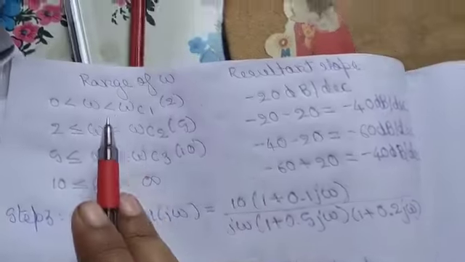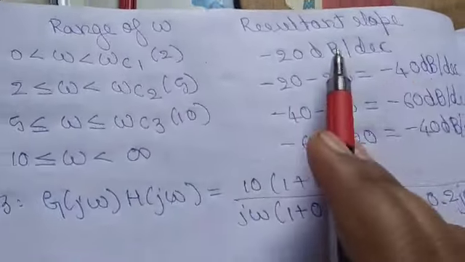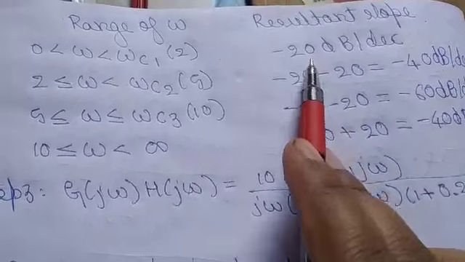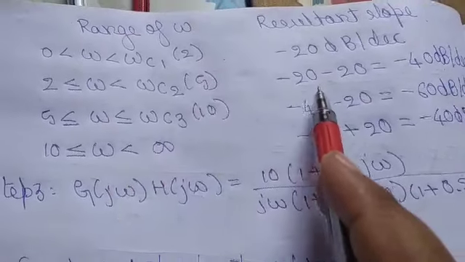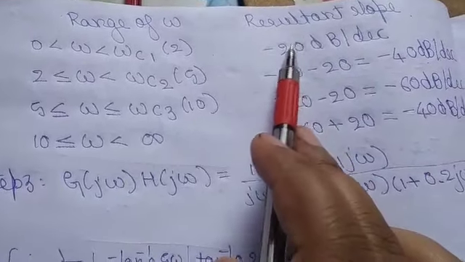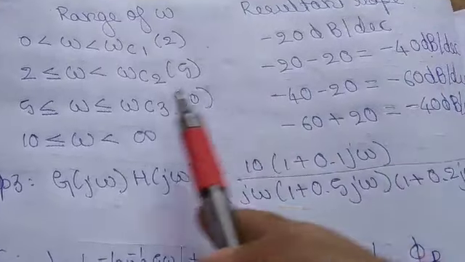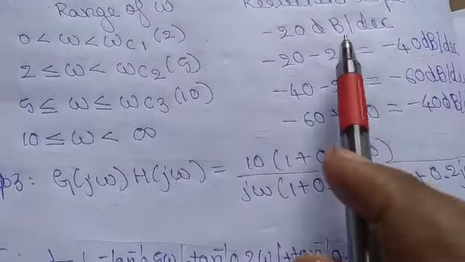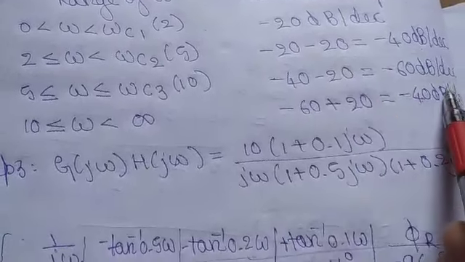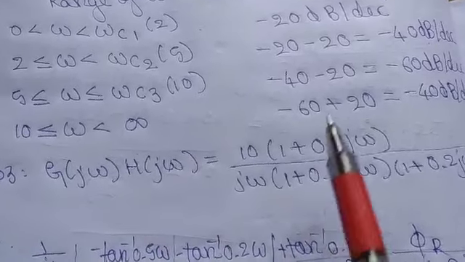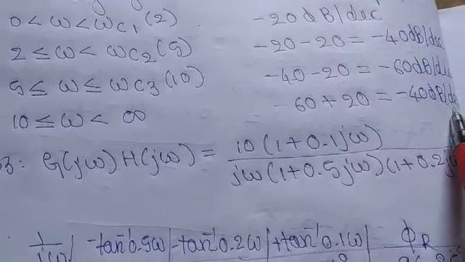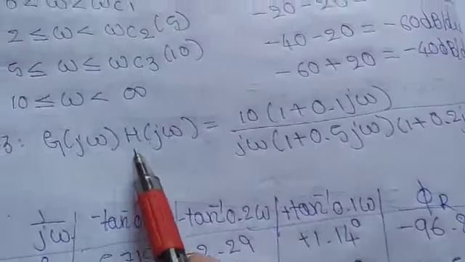Next, you need to write the range of omega and the resultant slope. From 0 to 2 it is minus 20 dB. From 2 to 5, minus 20 plus minus 20 gives minus 40 dB. From 5 to 10, minus 40 minus 20 gives minus 60 dB. From 10 to infinity, plus 20 added to minus 60 gives minus 40 dB per decade.